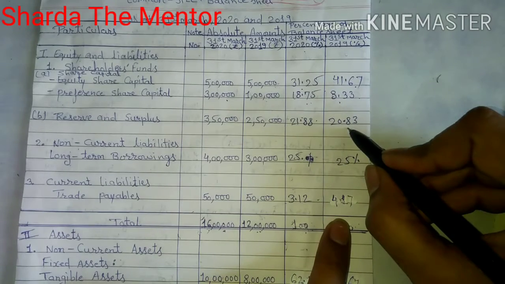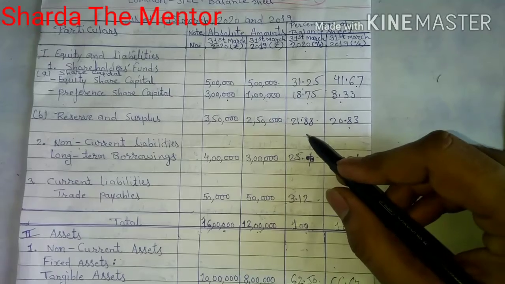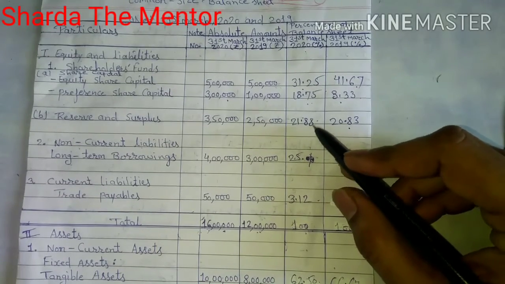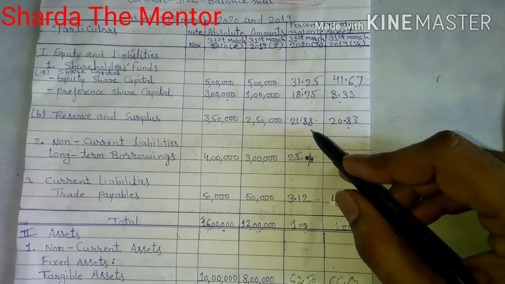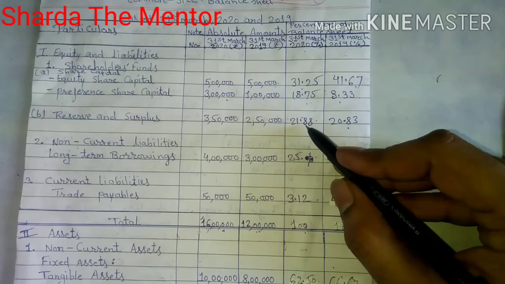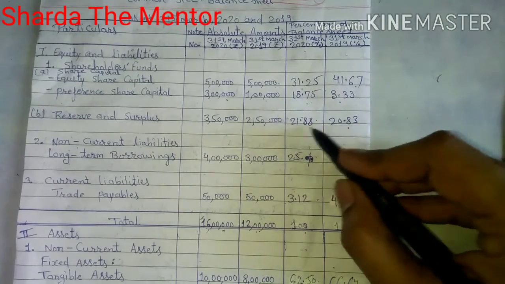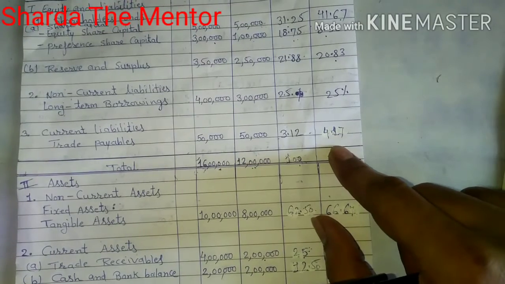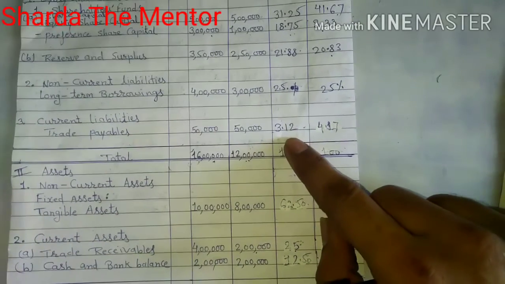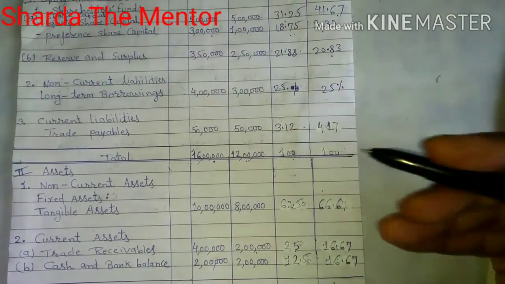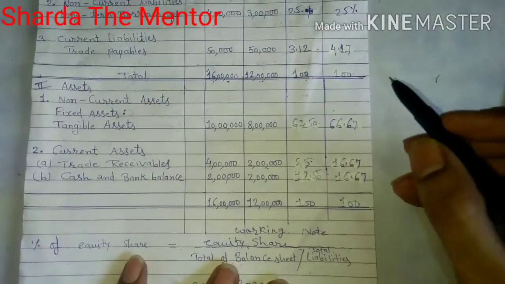Here in 2019 it is 20.83%, but in 2020 it is showing 21.88. We already know reserve and surplus can be found with the help of profit: if profit increases, it is all transferred to reserve and surplus, so it is good for the company. Long term borrowing remains the same. Trade payable was earlier 4.17 but now it is 3.12, so it is showing that trade payable has decreased. It means current liabilities decreased, so that is good for the company.